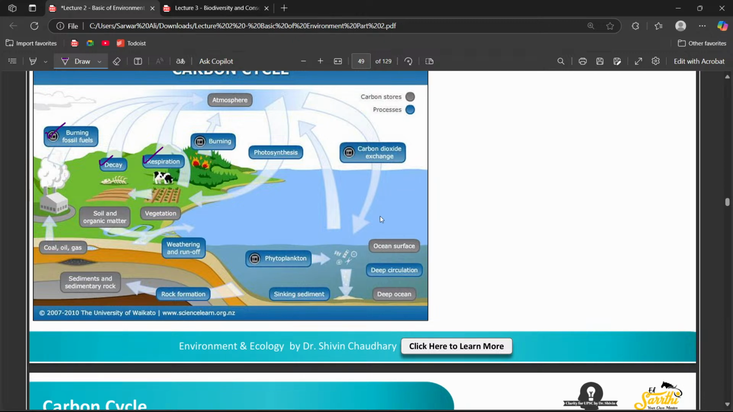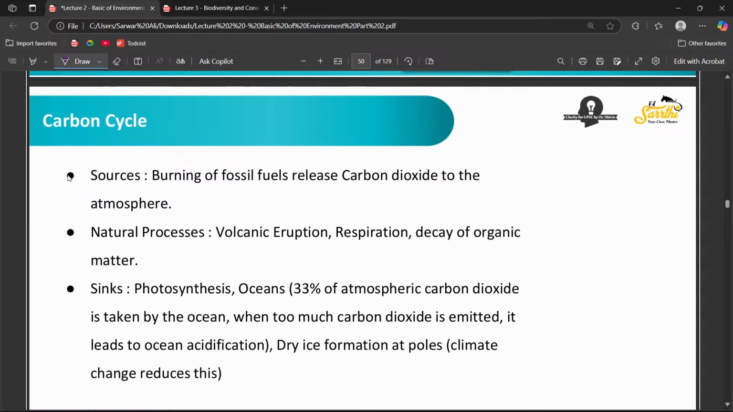In water there is always an oxygen and carbon dioxide exchange going on. Phytoplankton is using oxygen to convert into carbon dioxide. Sinking sediment, phytoplankton uses carbon dioxide to convert into oxygen. There is deep circulation, deep ocean. Rock is forming, weathering and runoff. Coal, oil and gas are found under the soil. So that is more or less a cycle that you can understand.